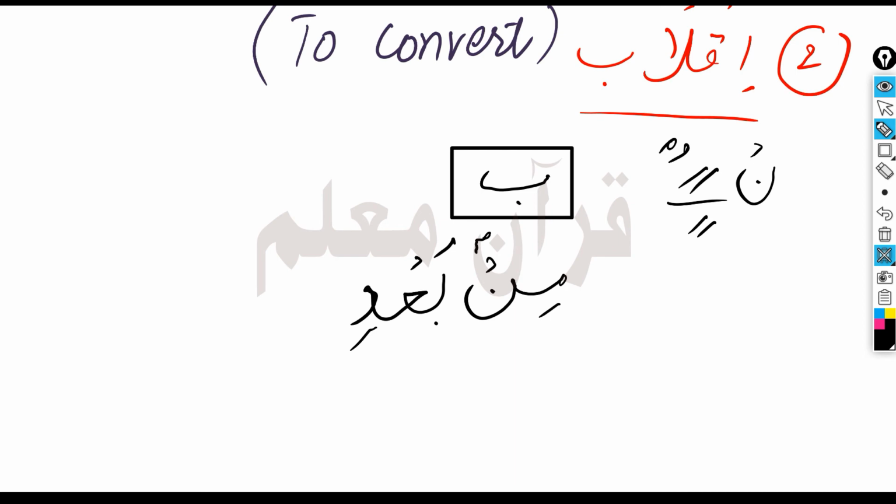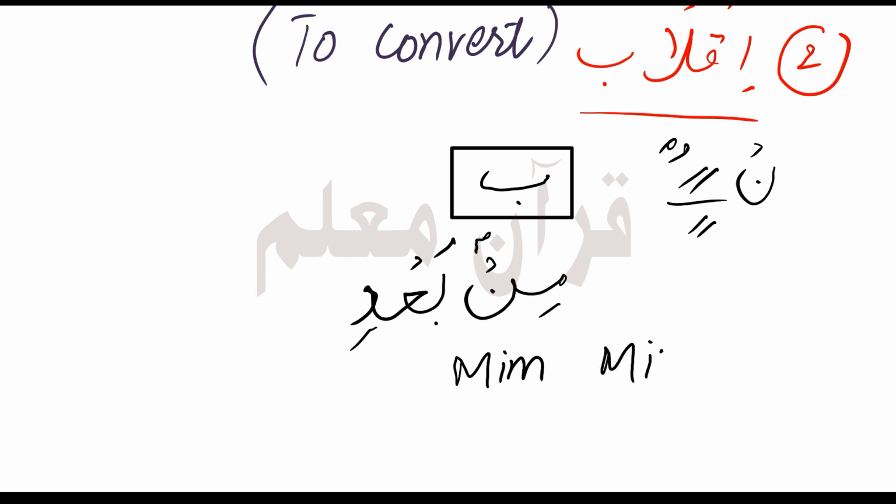Remember, we do the gunnah if letter ba comes after noon sakin or tanween, and also we change the sound of the noon sakin to mim. We do it mim ba'di, not min ba'di. It's mim ba'di, mim. M-I-M, mim, not min. We read it with the mim. Mim ba'di, and we do the gunnah.